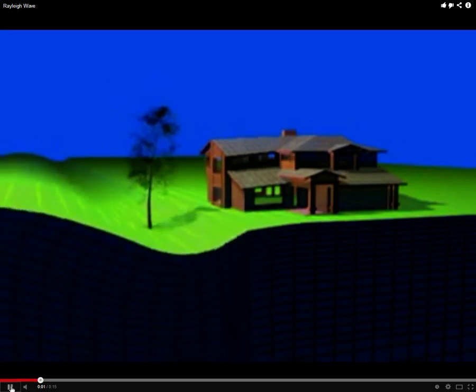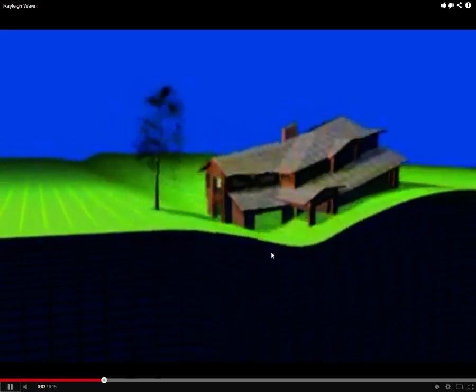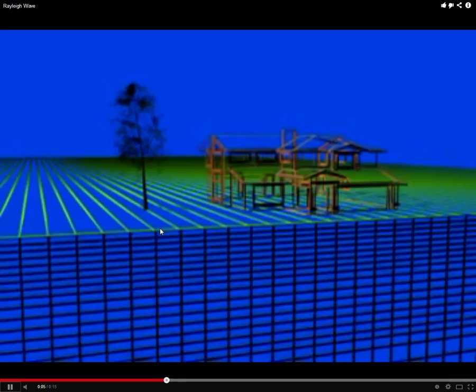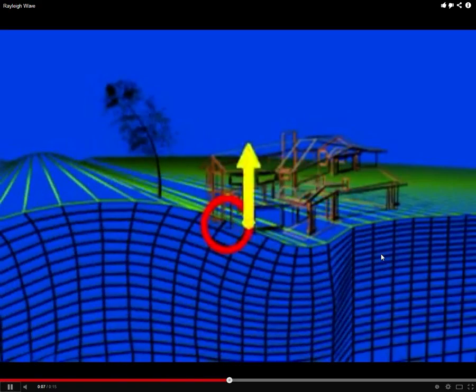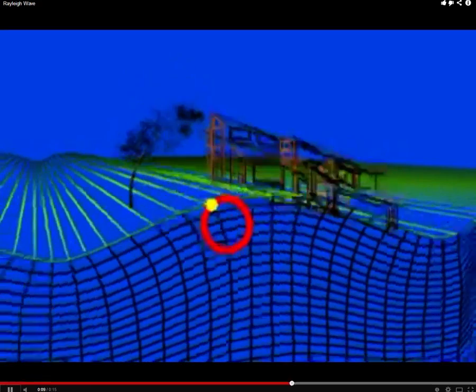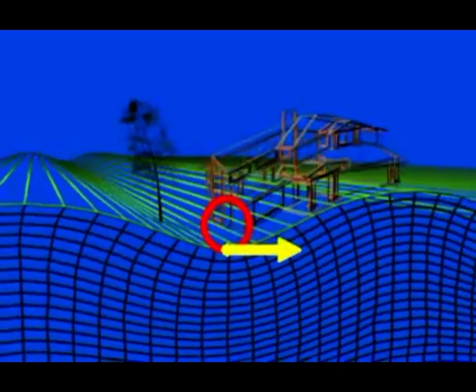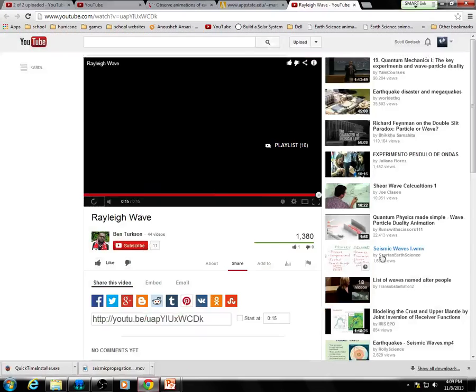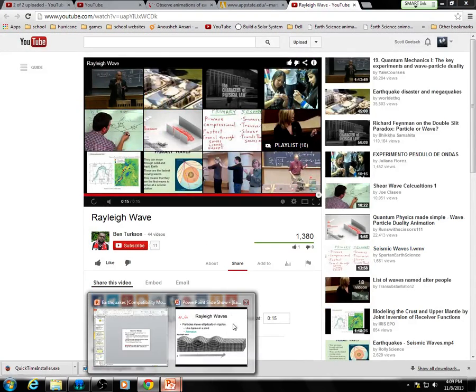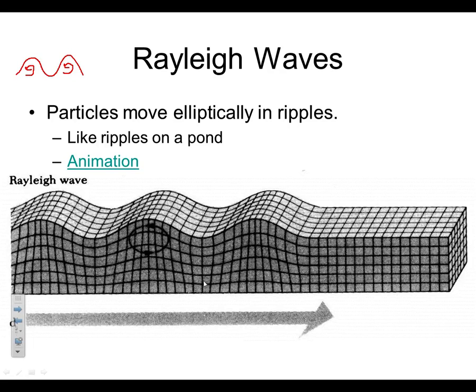Buildings do not like that backwards motion. It's going to go up, back, down, forward. A vertical lift, a horizontal push, a vertical drop, and a horizontal push in the opposite direction. Okay, so buildings don't like that kind of motion. These are very bad for buildings.